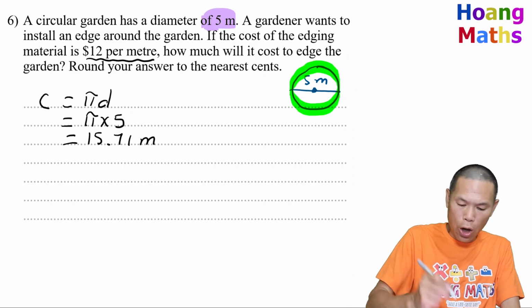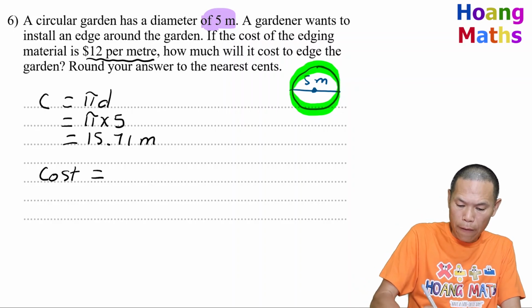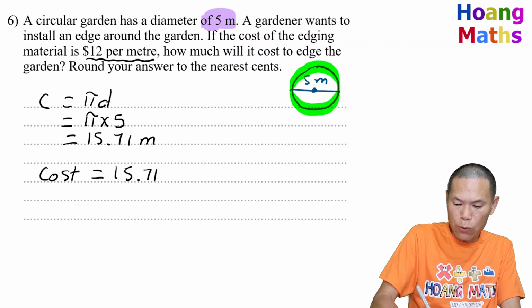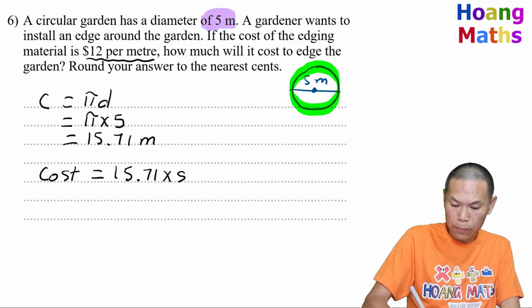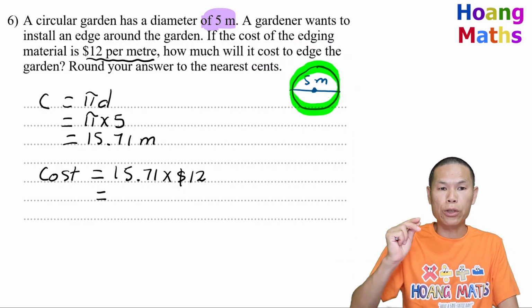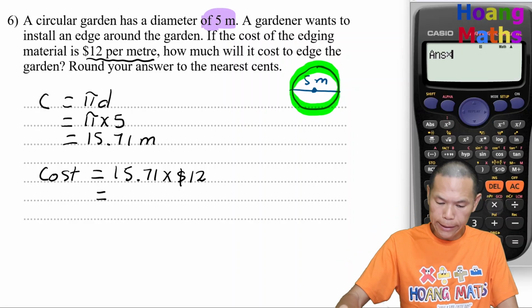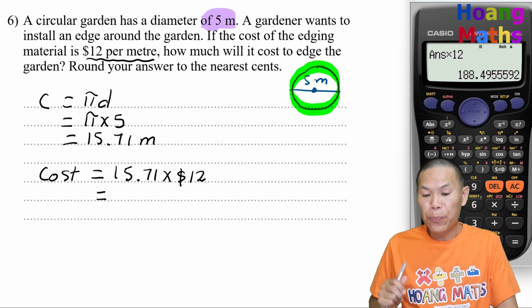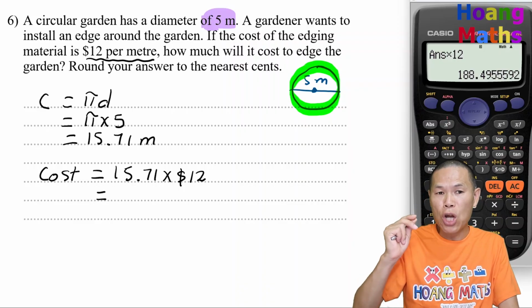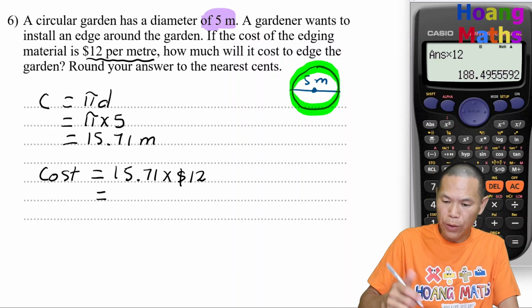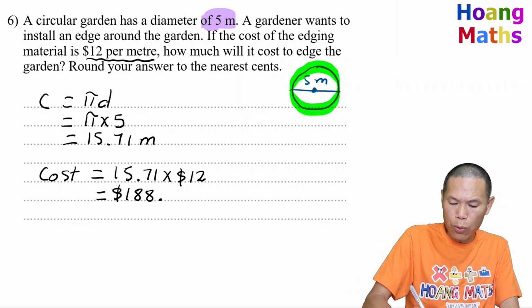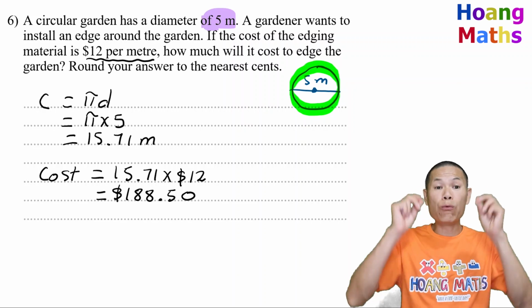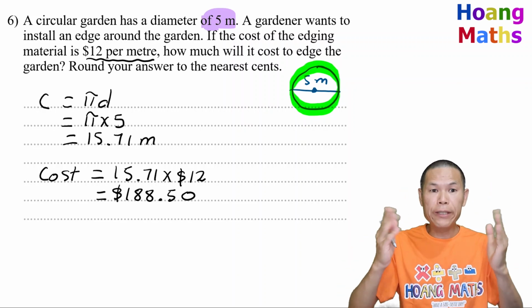So therefore, the cost is 15.71 times $12, because each meter costs $12. So I just go answer times 12. So there you go, $188.50, because the number after 9 is 5, so we add 1 to it. So 49 plus 1 is 50. $188.50.